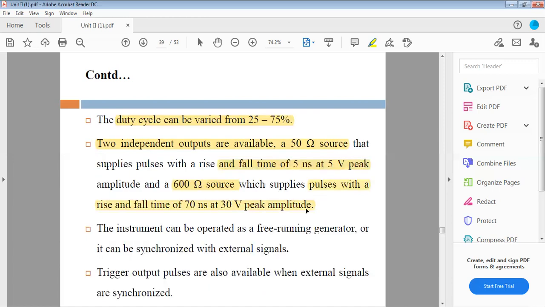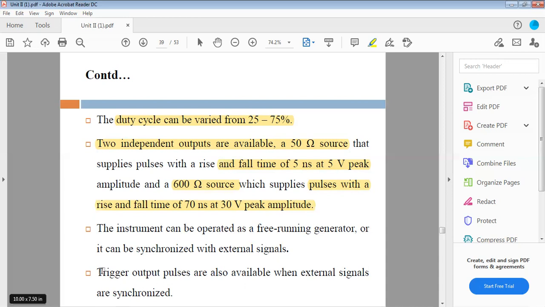Next. This instrument may be operated as a free-running generator, or it can be synchronized with external signals. When we apply external signals for triggering, it operates in the synchronization mode. When we are not connecting external signals, triggers are generated internally with the help of the Schmitt trigger.